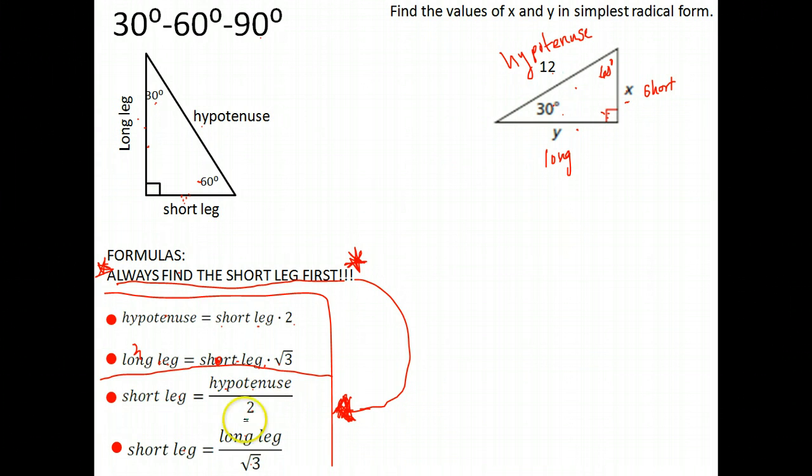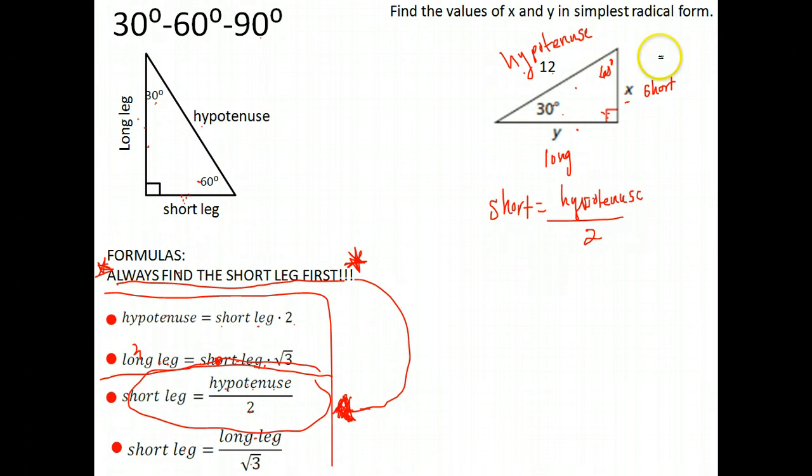The rule is to find the short leg first. So I'm going to find this short leg first. And notice there's two ways to find the short leg. It's either the hypotenuse divided by 2 or the long leg divided by the square root of 3. When I'm deciding which one to use, I ask what I know, the hypotenuse or the long leg? Right now, I just know the hypotenuse. So I'm going to use this formula. The short leg is equal to the hypotenuse divided by 2. The short leg was x, the hypotenuse was 12, and 12 divided by 2 is 6. So I get that x is 6.